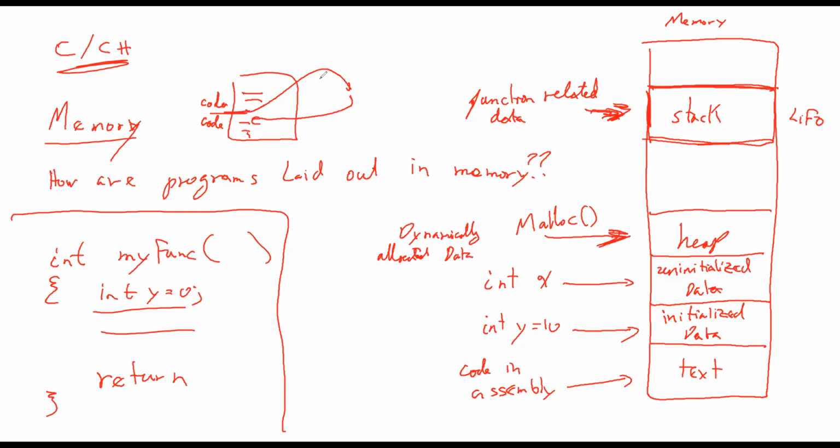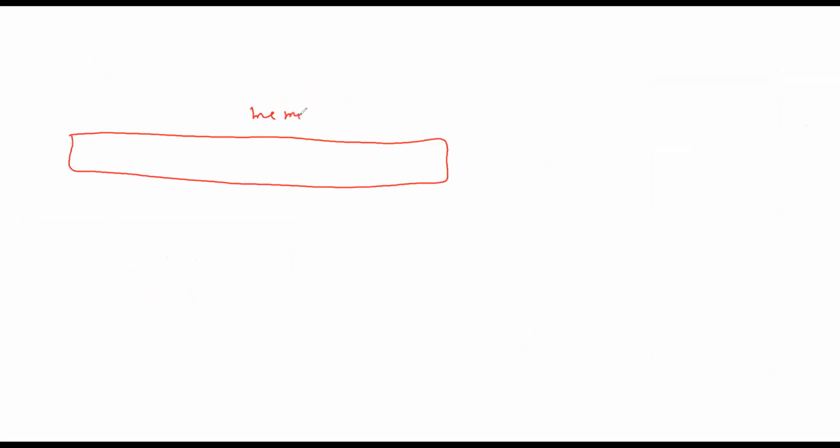Okay, so let's continue. So as we have learned then, we have memory. This is called memory allocation.